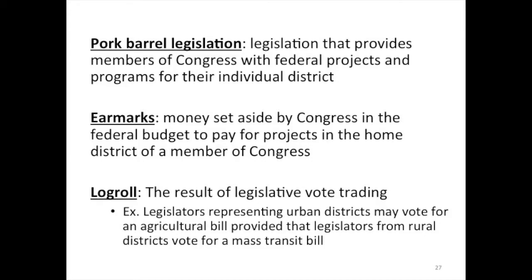A log roll, that's the result of legislative vote trading, and that's just the way business is done in the legislature. Log rolling is not necessarily a bad thing, but an example might be, you've got two legislators, one representing urban districts, and this individual may vote for an agricultural bill, even though it doesn't have anything to do with his district. He did that, likely, because a legislator from a rural district said, hey, I'll vote for a mass transit bill if you vote for this. So they trade votes on things that are seemingly disparate interests, but they do it so they can get the other votes that they want. Vote trading.